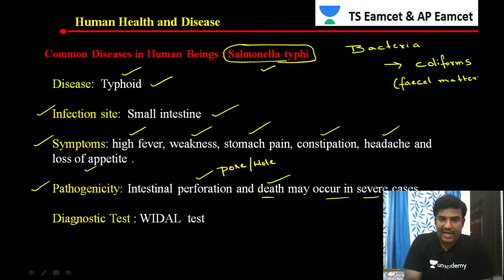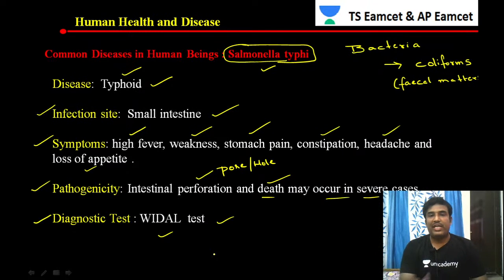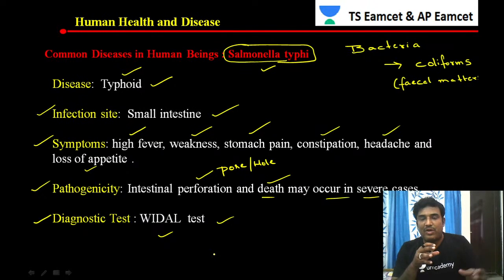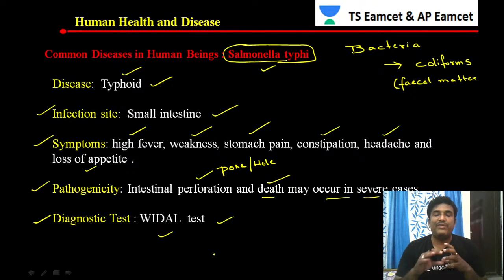To diagnose this, there is one specific test called the Widal test. Routinely this was asked in examinations, students. You have to remember this. They will ask in multiple choice questions: what is the test to diagnose typhoid? The name of the test is called the Widal test. And what is the name of the organism which causes typhoid? It is Salmonella typhi.